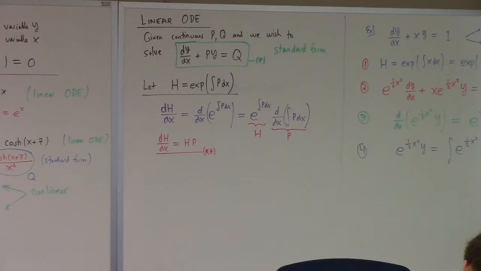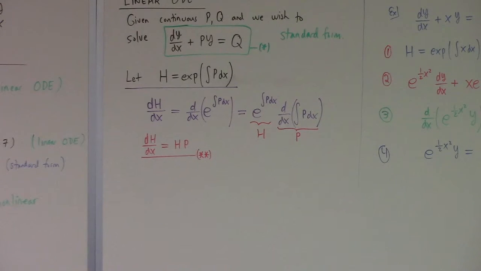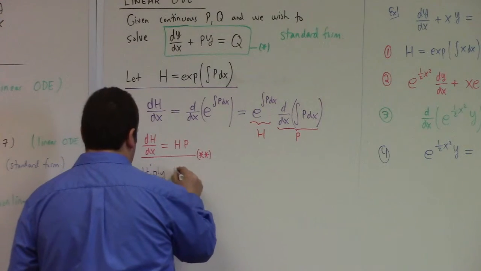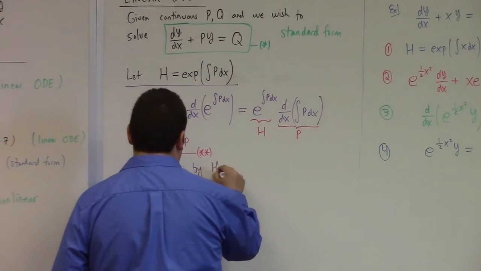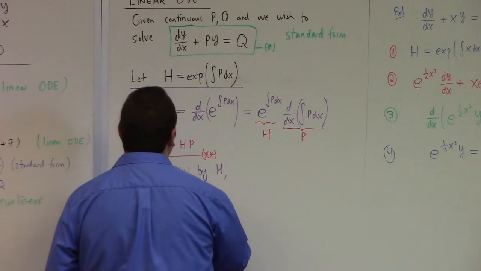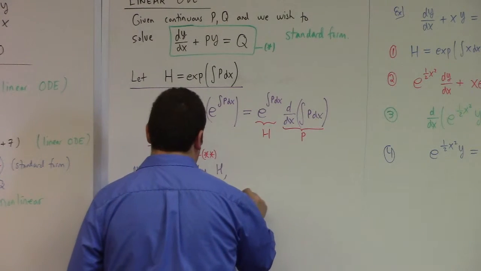All right, so this integrating factor is formed from the exponential of an integral. Exponentials are never 0. Exponentials are positive. I can multiply the equation star by the integrating factor without changing the solution set because it's non-zero, right? So multiply star by h, and what do we get? We get h dy/dx plus hP y is equal to hQ.